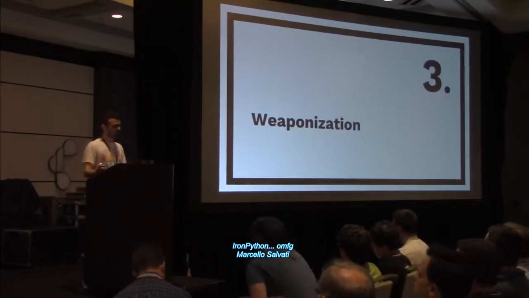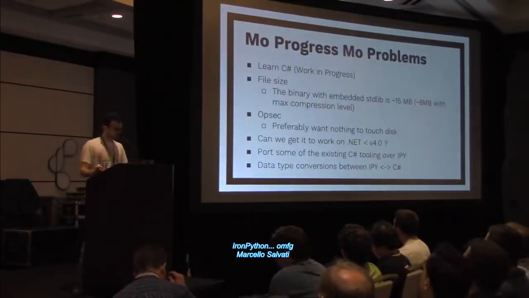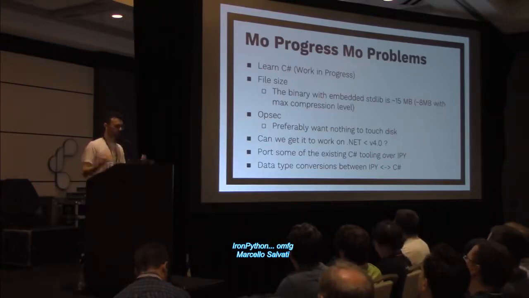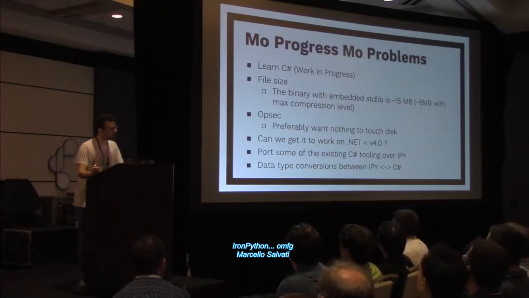So let's talk about weaponization. Now we have native IronPython script execution, and now we have to weaponize this, right? So we still have to learn C#, which is a problem. Then there's the file size. In my original proof of concept, we embedded the standard library and the source file all in one binary. The problem with this was, if you embed the standard library, the binary becomes like 15 megabytes, which is not exactly ideal, offensively.